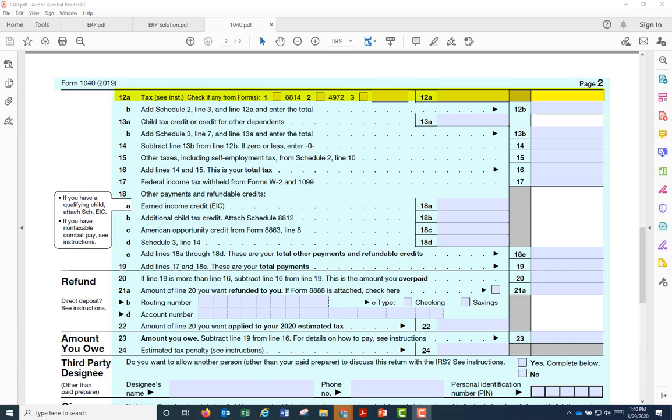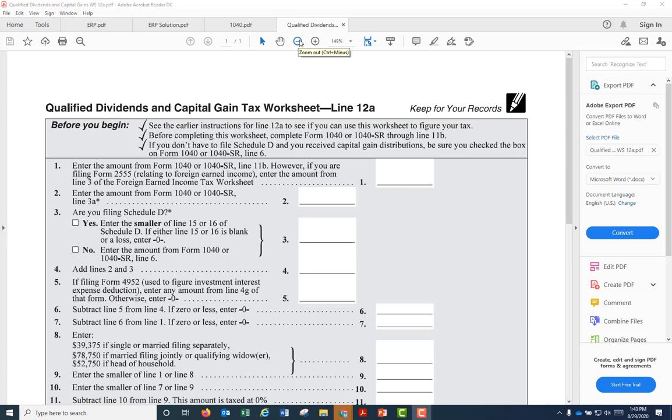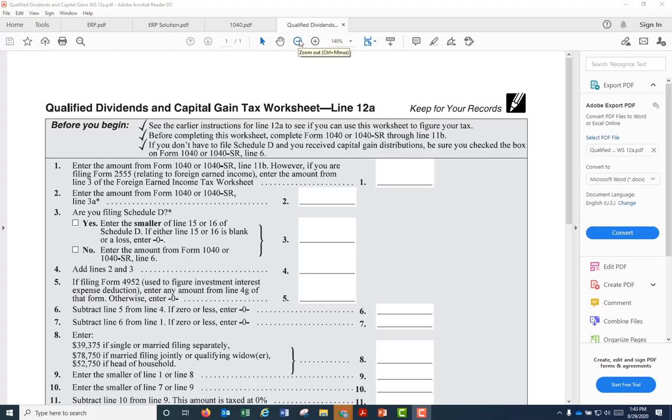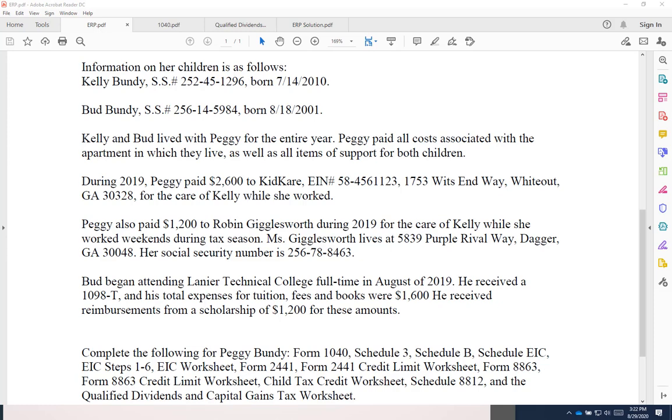Again, if there is qualified dividends for line 12A, do not look up the tax based on the taxable income from line 11B. You must use the worksheet called Qualified Dividends and Capital Gains Tax Worksheet to get the amount. It helps you to calculate the amount of tax for line 12A. If you do not know the reason why, please go back to sample problem 1, the videos on sample problem 1. Back to the review problem.